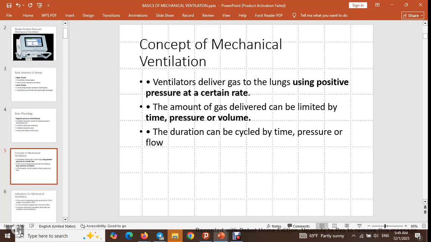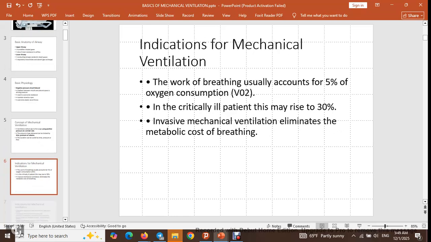When it comes to the concept of mechanical ventilation, they use a positive pressure at a certain rate and certain set points. The amount of gas delivered can be limited by time, pressure, or volume, and the duration can be cycled by time, pressure, and flow.